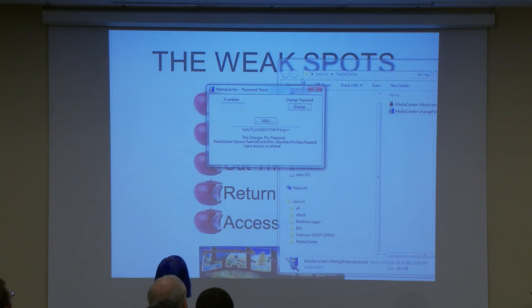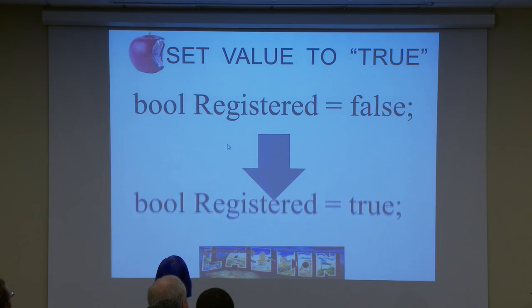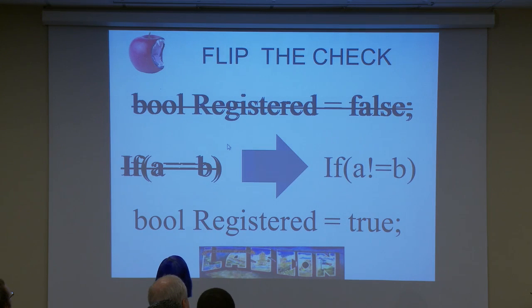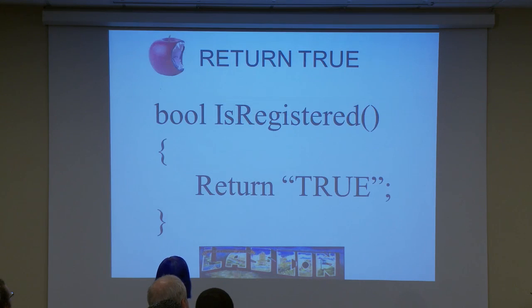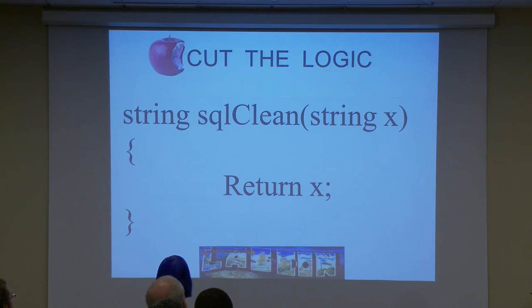And I can change the password or access it. And you can see how I do it. And now you can see how putting a registered equals false can quickly become registered equals true. Or password validation, does A equal B? Well, does now A not equal B? And so you can quickly apply this to is registered and put return true at the top, is a valid key. And you can go so far as to put a tiny backdoor that would be undetectable to AV where SQL cleaning is just returned. And now you've bypassed SQL cleaning inside of an application.